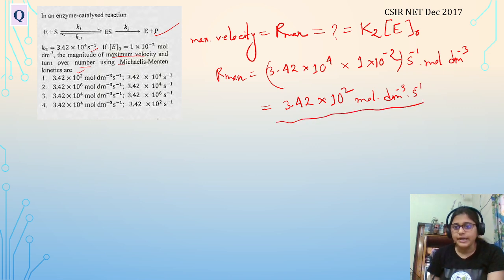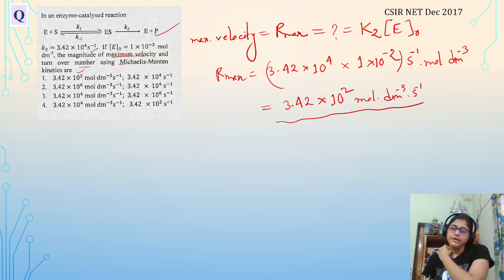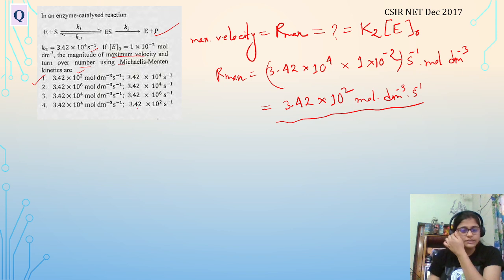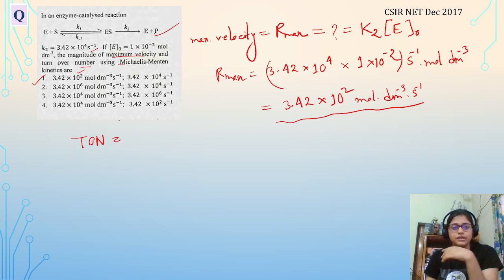This is the R max, and this is also the unit of rate of reaction. So in the options, if we check, in one option only this value is given, and the unit is also the same. This will be the correct option, but let's now solve the turnover number. Let's have the value of the turnover number also.